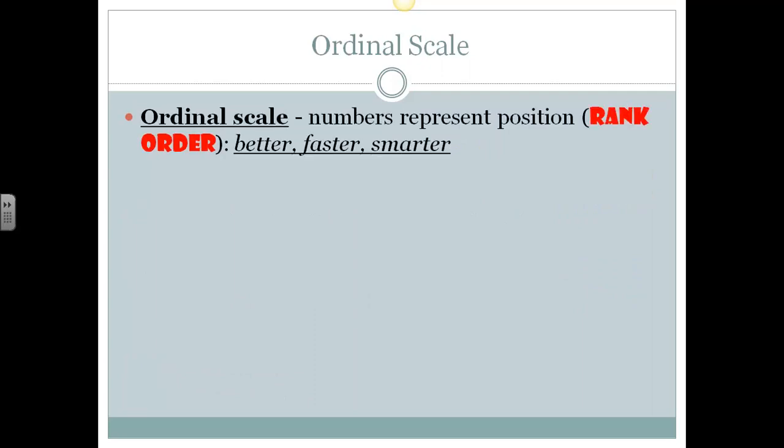Now, ordinal scale, as you might guess, ordinal means order or rank order of place. So you can put things in order of better, faster, smarter, stronger.